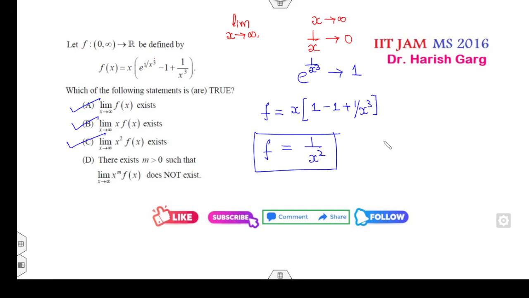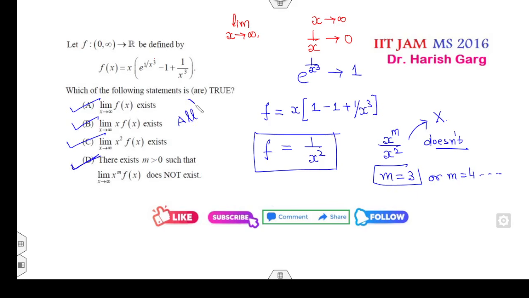There exists m, so that f of x into x raised to power m does not exist. Can you find such an m? m must be positive. If you choose m is 3 or if you choose m is 4, then definitely this limit does not exist. So yes, all are my correct answer of the problem.